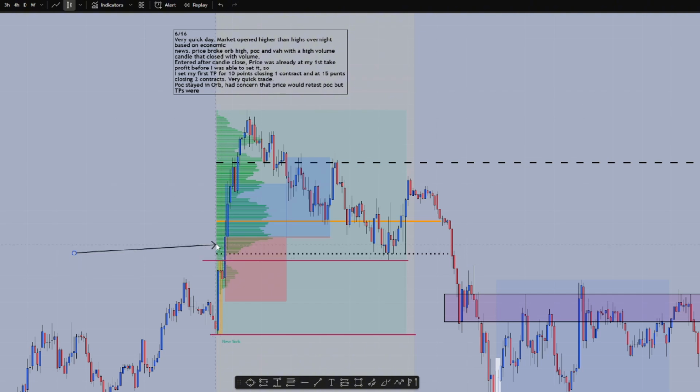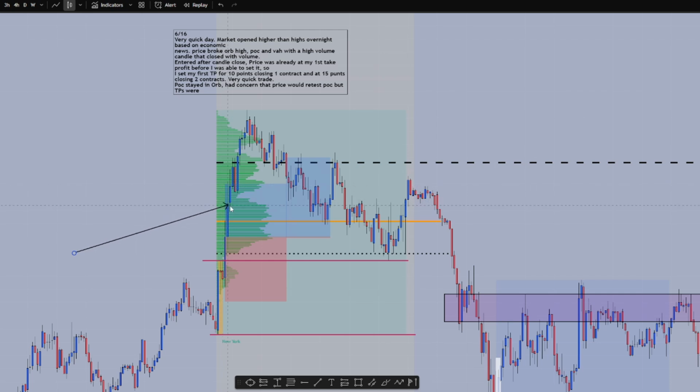By the time I entered this position, I have two take profits. My overall point is to get 15 points. So I take off a contract or maybe two contracts at 10 points, then I try to leave a runner to run for 15 points. When I was setting up my first take profit, it had already reached that area. As you can see, this second candle had already hit my first take profit.